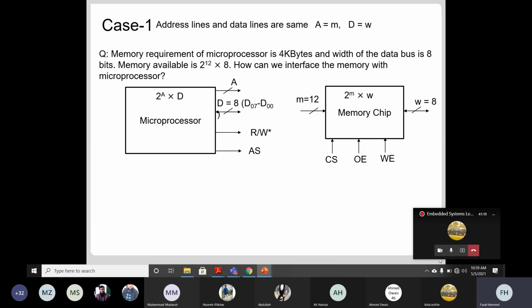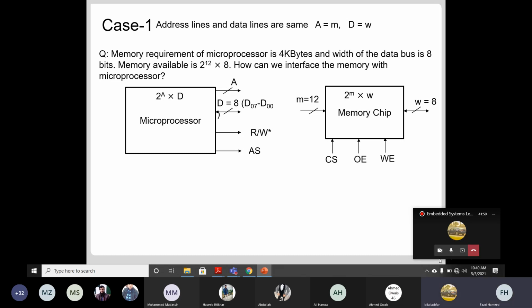So we will study different cases. When A is equal to M and D is equal to W, this is case 1. It is also possible when A is greater than M. We will also study a case when D is greater than W. So now we will study a simple case, a very simple memory system design. When A is equal to M, what does it imply?